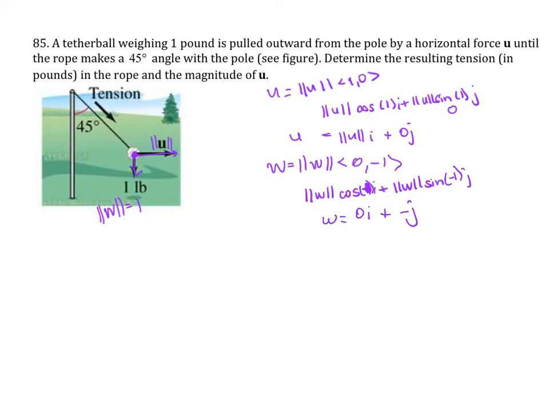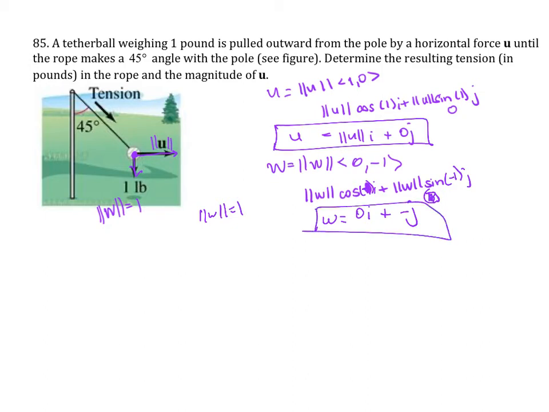And remember that we know what the magnitude of W is. The magnitude of W is just 1, so we don't really need to write it. 1 times -1 is just going to be -1. Okay, so I didn't write that there. So this is this information, and this is the other information that we have.